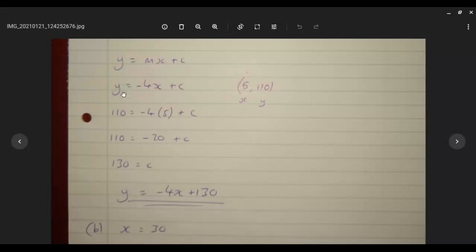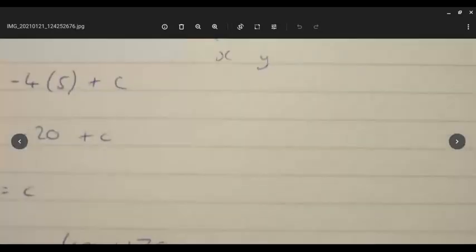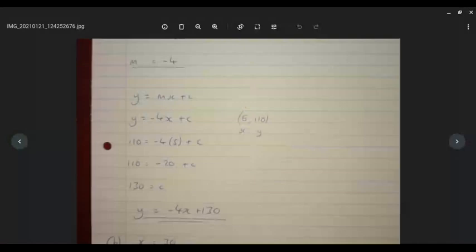So remember, we've got y equals negative 4x plus c, and now we know c is 130. So I'm just going to replace c with 130. So y equals negative 4x plus 130. Oh, zooming in, I didn't mean to.